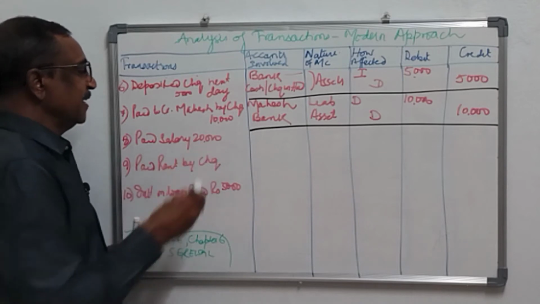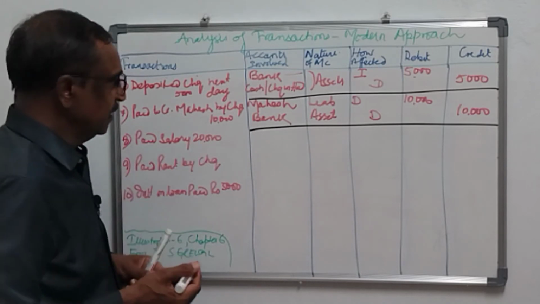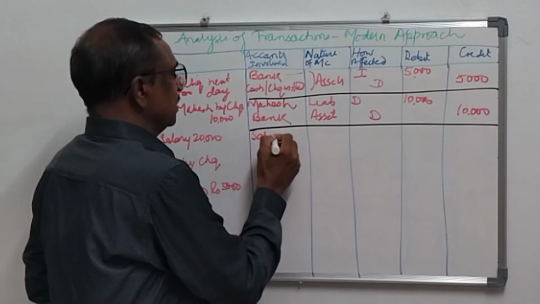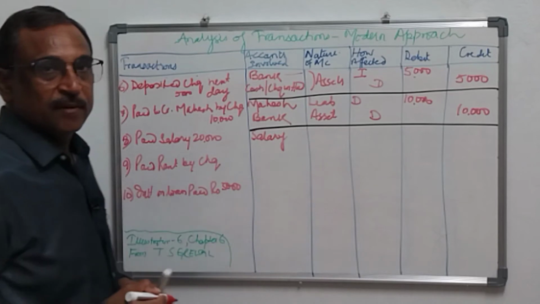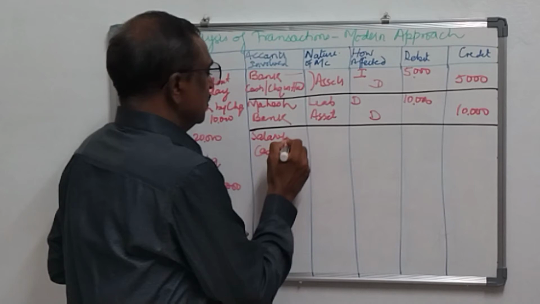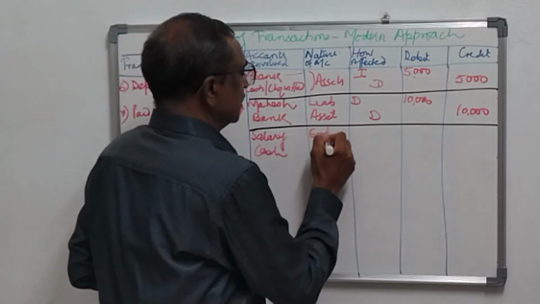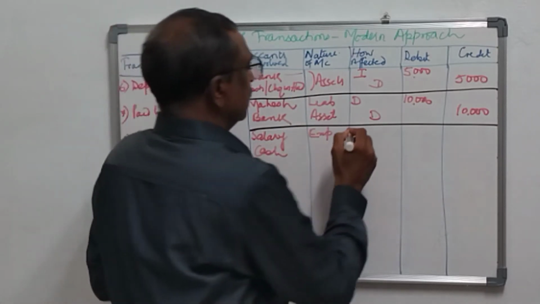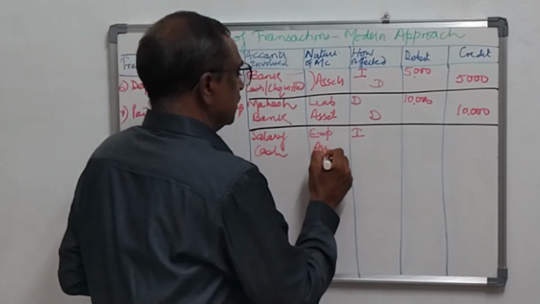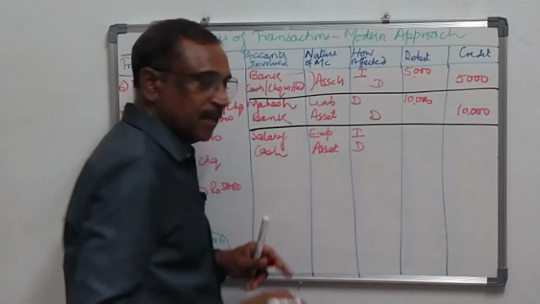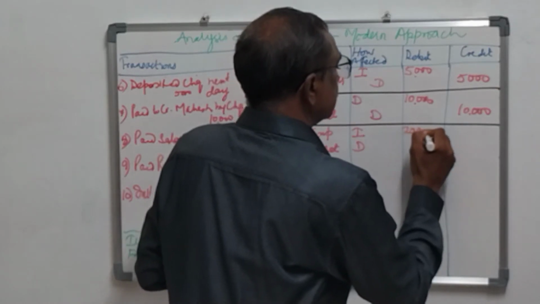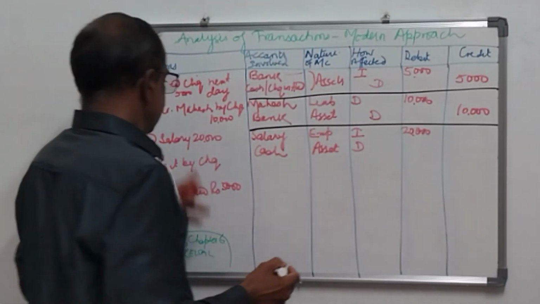Now, paid salaries to your staff 20,000. When you pay salaries, it means you have incurred expenses in the form of salary and you are paying cash. So salary is your expense and your expense will increase. Cash is your asset. It will decrease. Increase in expense is debited and decrease in asset is credited.